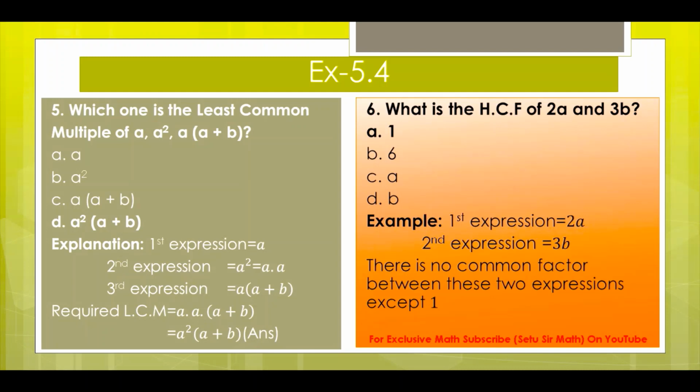3b. There is no common factor between these two expressions except 1. As you can see, in the first expression here is 2 and in the second 3. There is no common factor. A and b, there is no common factor except 1. We know 1 is the common factor of every number. So required HCF equals 1.